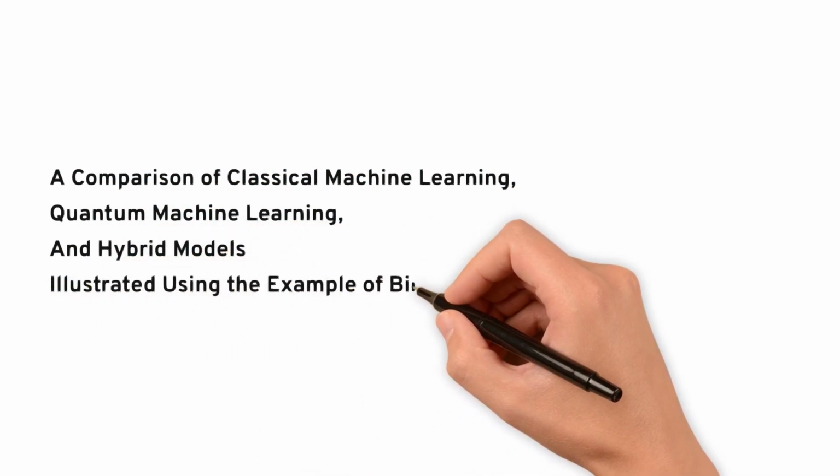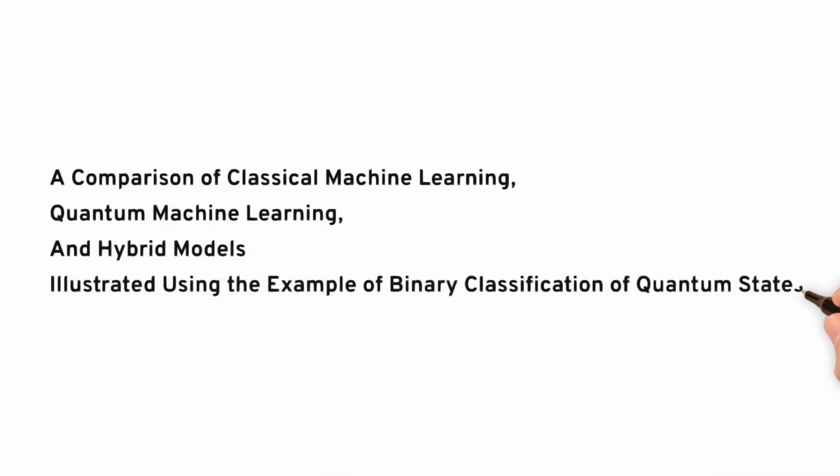A comparison of classical machine learning, quantum machine learning, and hybrid models, illustrated using the example of binary classification of quantum states.